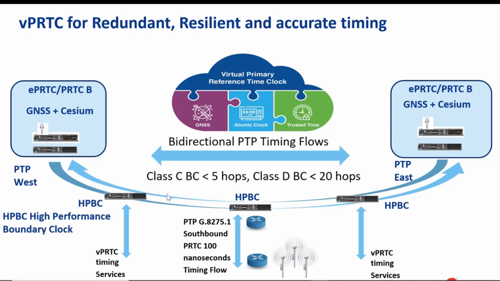In this illustration, we show bidirectional timing flows. So if we have a fiber cut in one direction, we can continue to have timing flowing from the other direction as well as traffic. So we have a highly redundant, highly accurate, highly resilient way of delivering accurate timing and creating PRTC functionality at drop points in the network anywhere we desire.